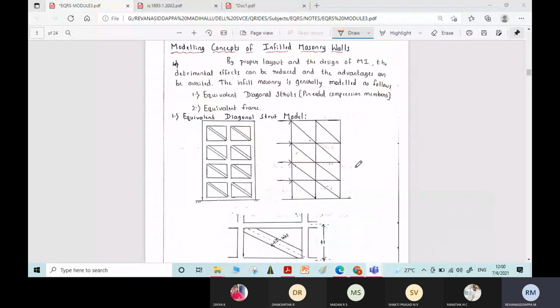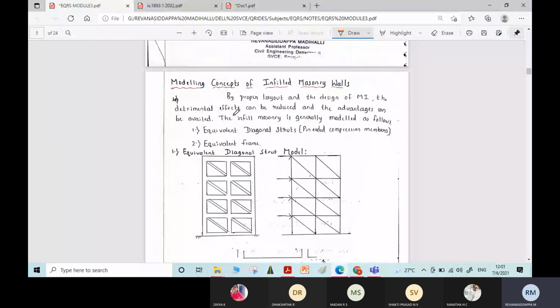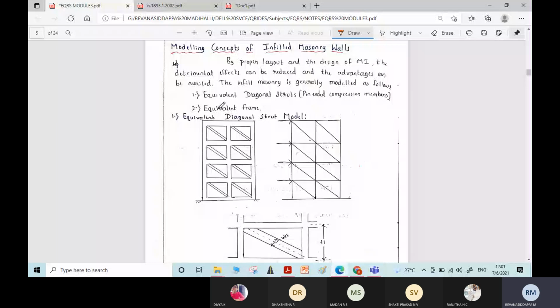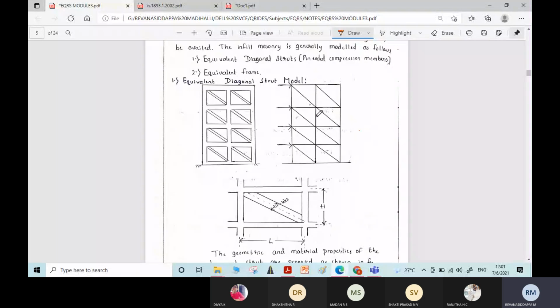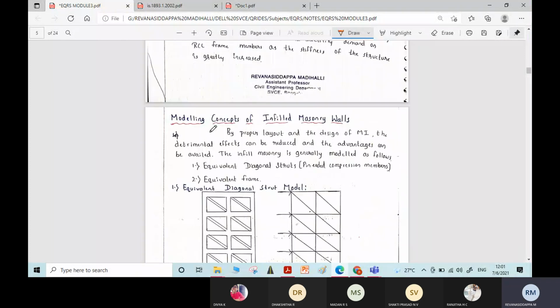Give the headline: there are two types of modeling concepts of infill masonry walls. The first one is the equivalent diagonal strut model, and the second one is the equivalent frame. First we'll discuss the equivalent diagonal strut model. It is a very simple technique. Are you able to understand what is the meaning of modeling concept of infill masonry wall?